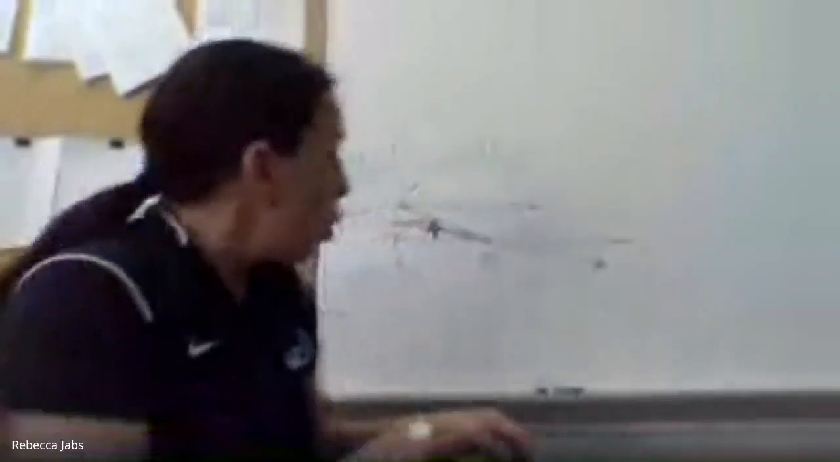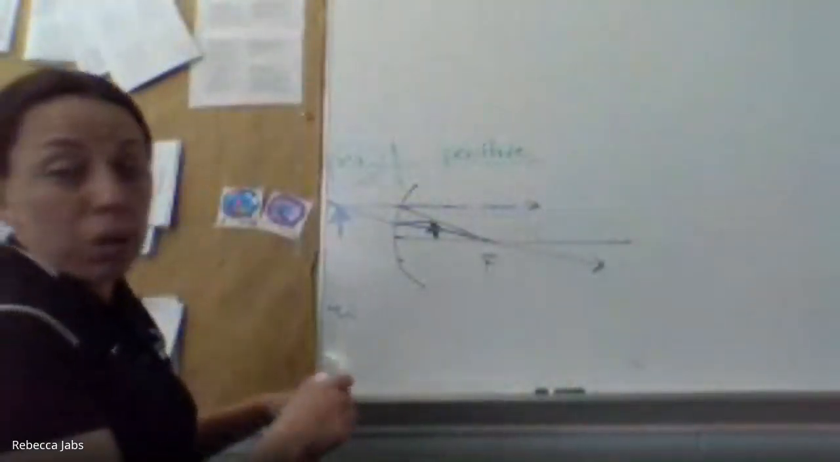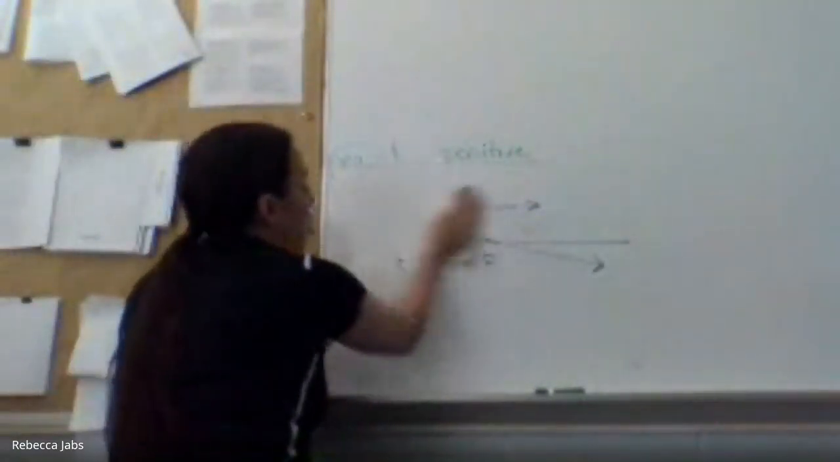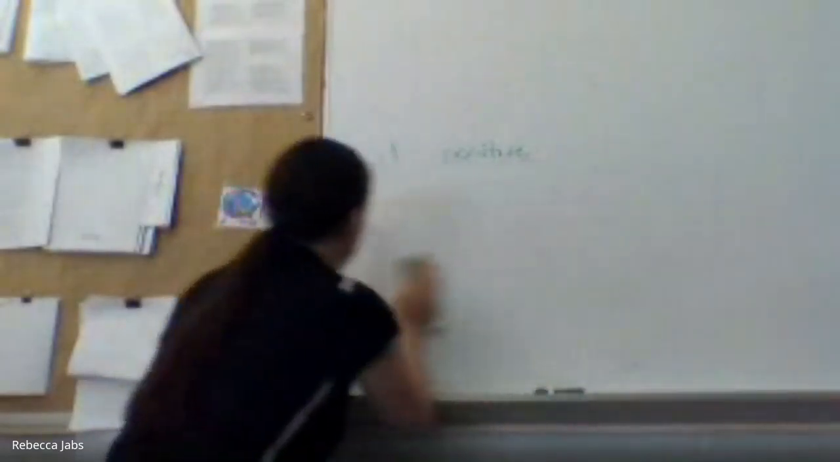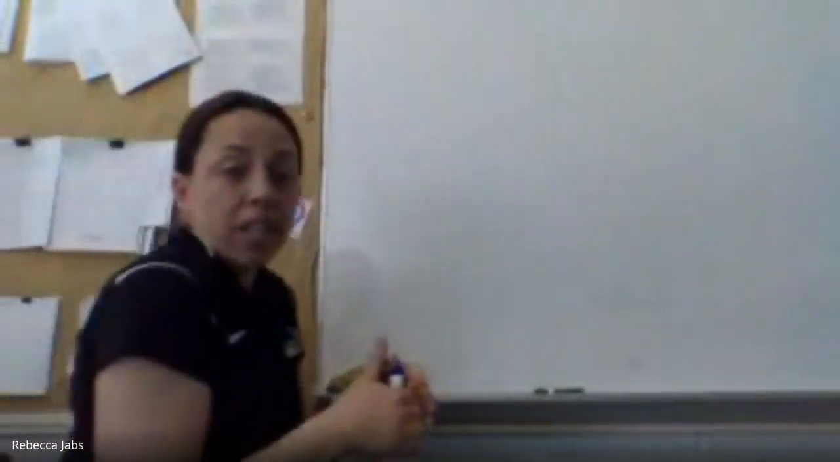Does anybody know what the other name for the other type of mirror is? What's the other type of mirror? Convex. We're going to talk about a convex mirror real quick. So that first one I had drawn there was concave. This next one is going to be convex. All right?